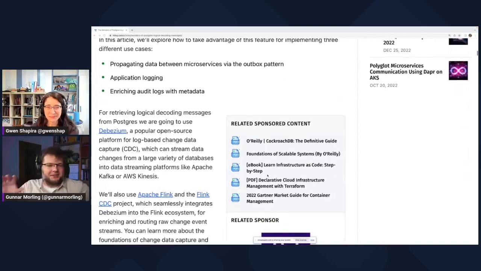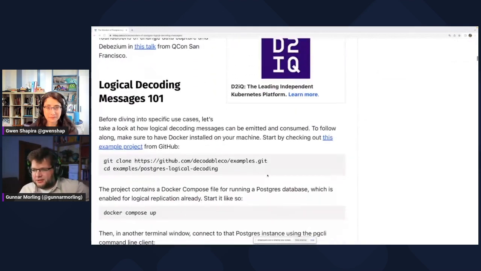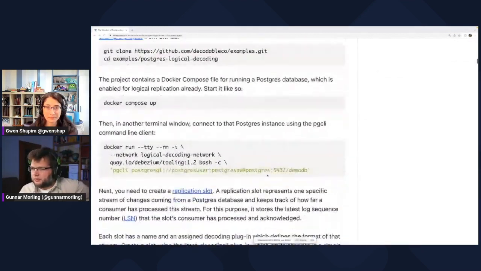And by the way, we also have an example repo on the Decodable GitHub org where all the code is there, so you can play with that yourself. So, right, what does it look like? Let me go there.